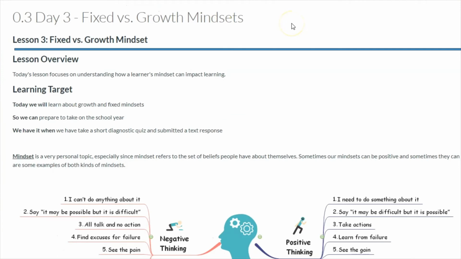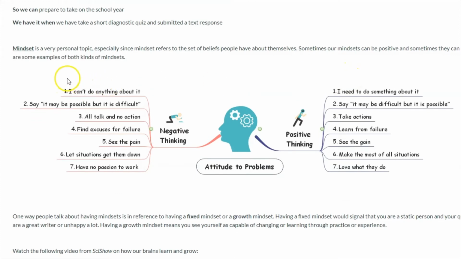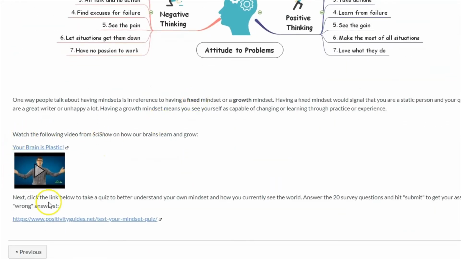This was our day 3 lesson, looking into how a learner's mindset can impact learning. So we have some information about mindsets and how they affect the way you create your systems of beliefs. And it really can impact how you see the world and other people. Down here we also had a video which was very important to understanding the idea of fixed versus growth mindsets. And there's a quiz down here to take that'll lead you to a different website.